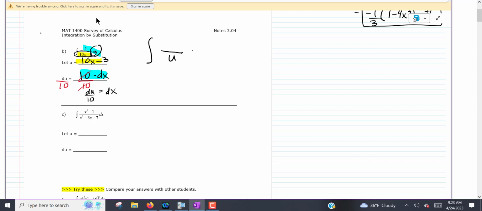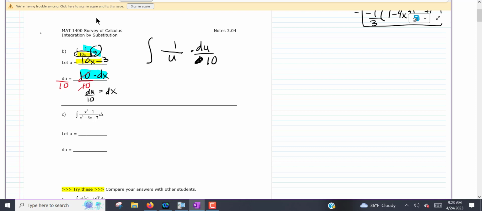du over 10, good, okay. That's why we solved it. So that's du over 10. The 1 is still there. Okay, so you have to see that the 10x minus 3 was u, and then dx was du over 10.